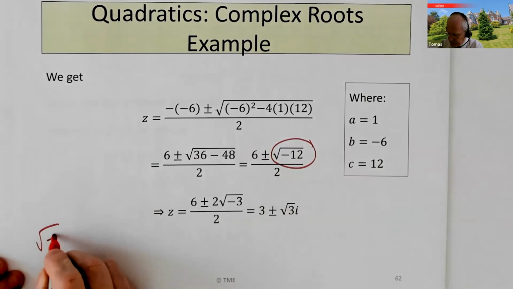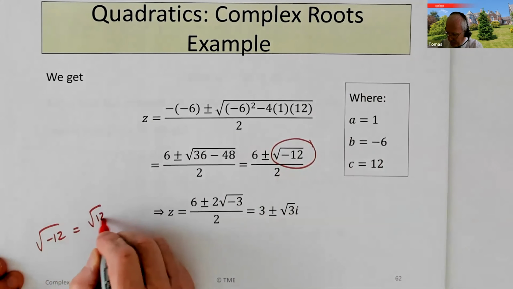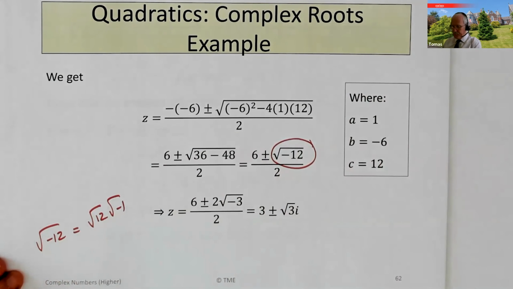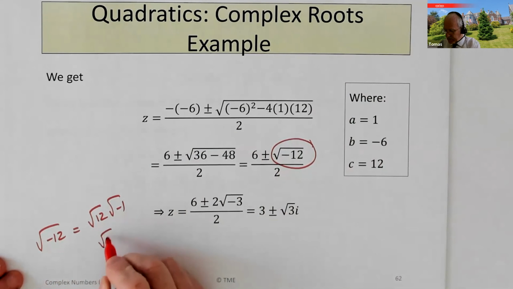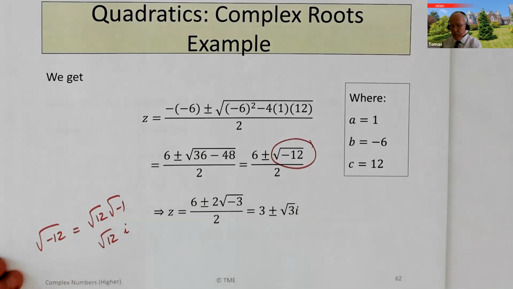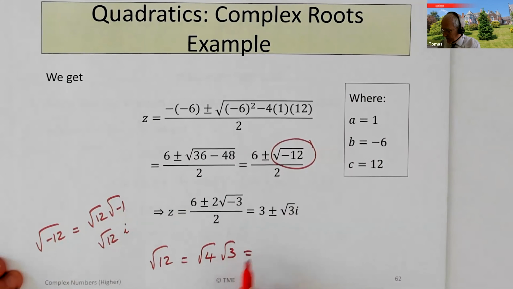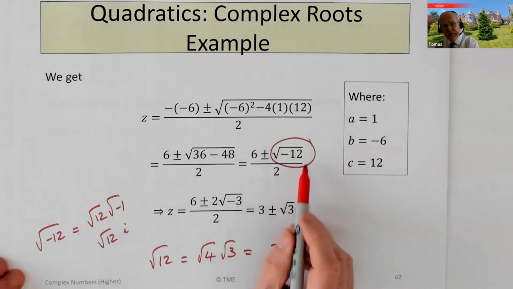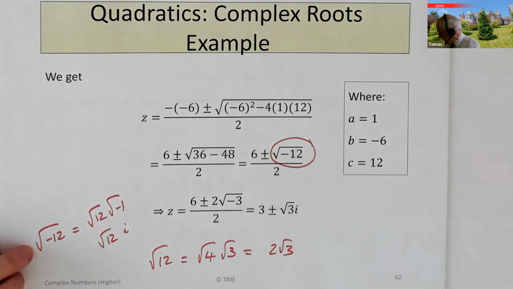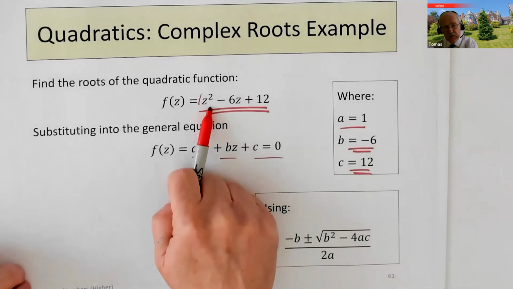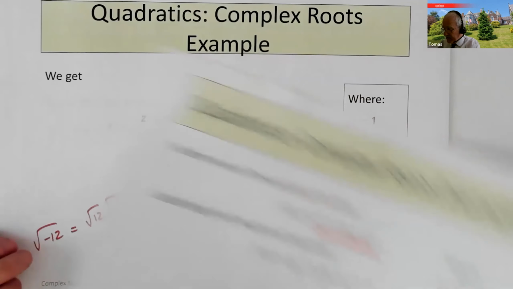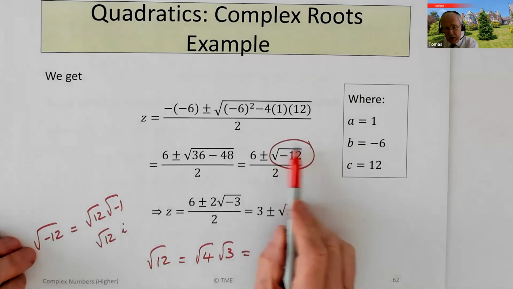And the square root of minus 12 is actually the square root of 12 times the square root of minus 1. And the square root of minus 1 is i. The square root of 12 is also the square root of 4 times the square root of 3. And the square root of 4 is 2, so it's 2 root 3. But really what's happening here, we're showing that if you've got a quadratic equation in z, you're most likely to find that the square roots will be of negatives. So therefore you'll have the i value.